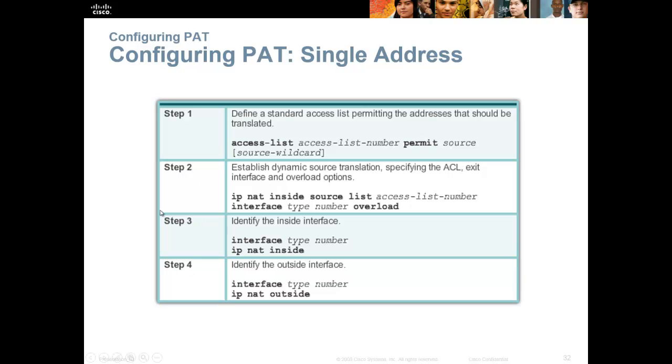So IP NAT inside source, and then list, access list 10, or whatever access list we used, and then interface, FA0/1, and then the word overload. And that says, hey, we're going to overload this port, and it's going to use port numbers and build that NAT table on that interface. And then we do inside outside. So what does that look like?